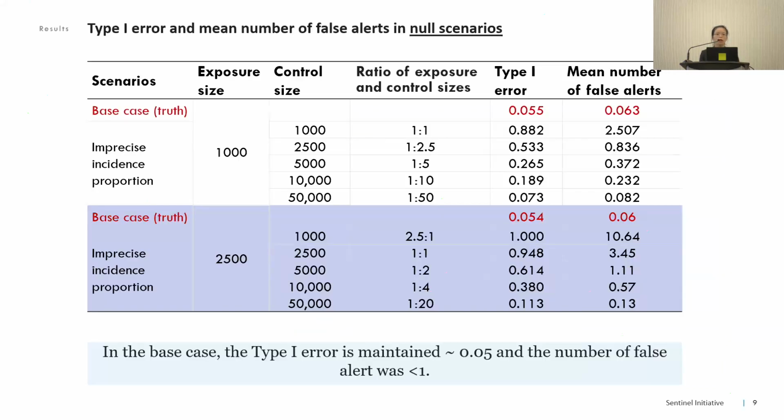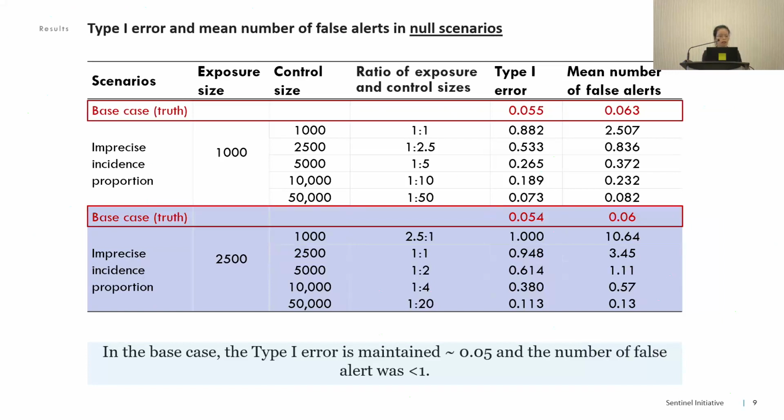So let's move to our results. This one shows our null scenario, and the row highlighted in red here is under the truth, the perfect scenario. So we can see that the type 1 error was maintained around 0.05 and the mean number of false alerts was less than 1.